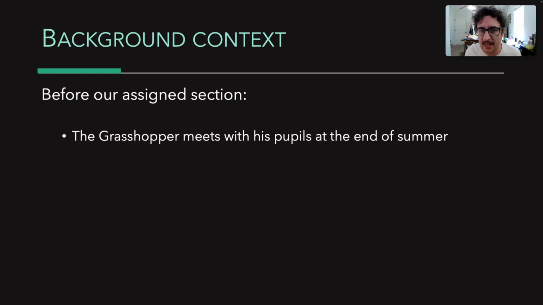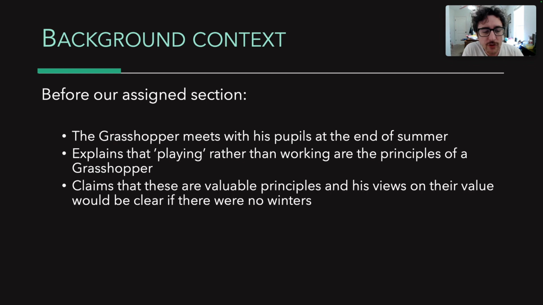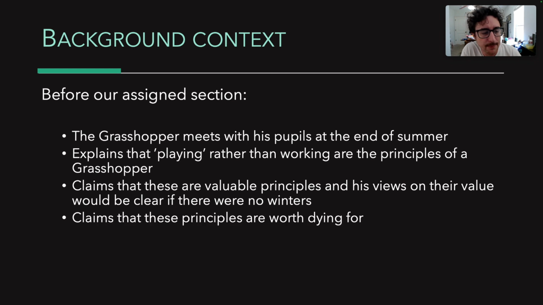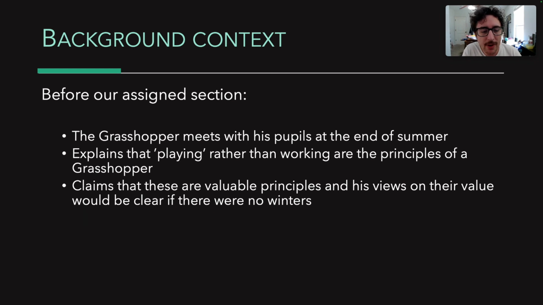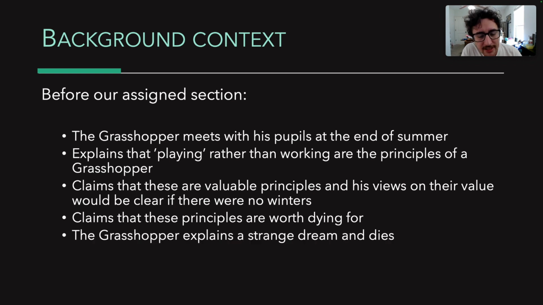So before chapter 3, the part we've read, the book started out with the grasshopper meeting with his pupils at the end of the summer. So this grasshopper is supposedly like a sage for other grasshoppers they look up to as a source of wisdom. And the grasshopper explains to his pupils that playing rather than working, those are the values, those are the principles of the life of a grasshopper. The grasshopper claims that those principles of valuing play over work, the fact that there are winters, prevents people from seeing that this is what's truly valuable and how we ought to live our lives. Moreover, he says these principles are so important to him that it makes sense for him to die for the value of these principles.